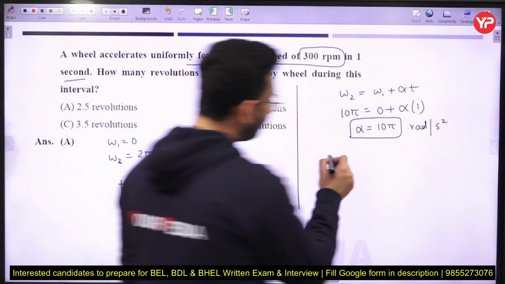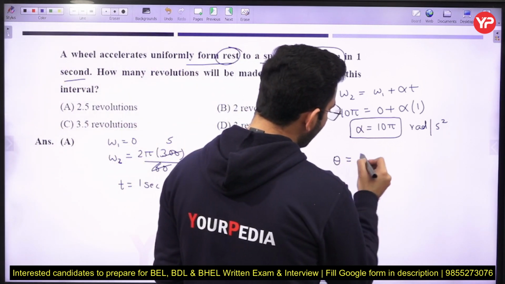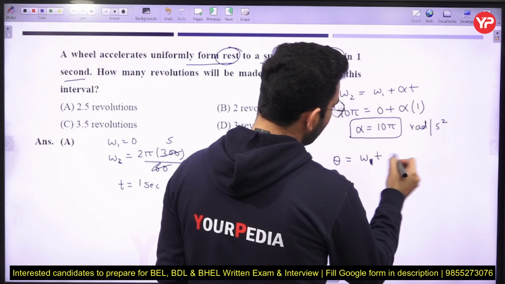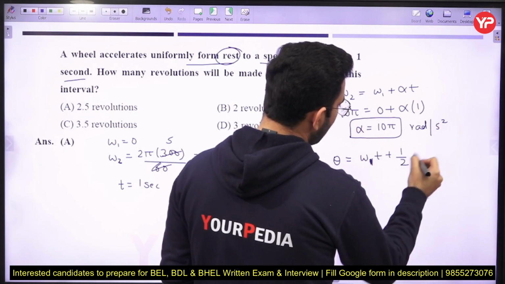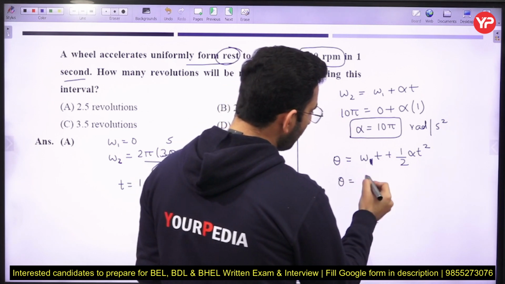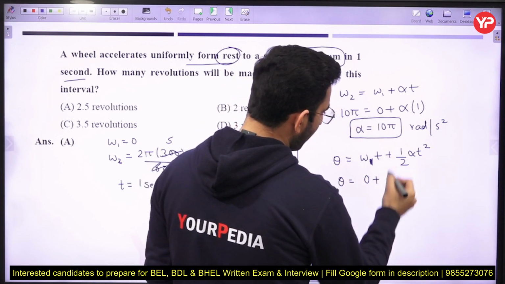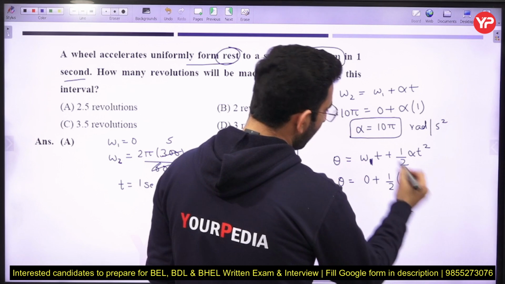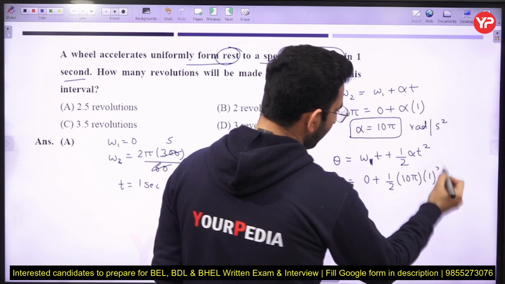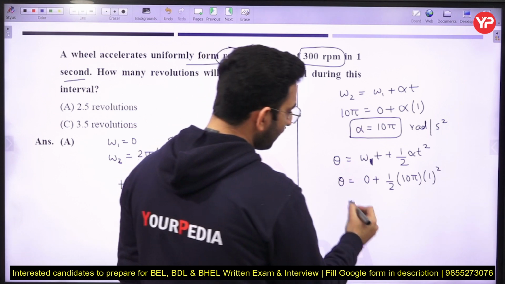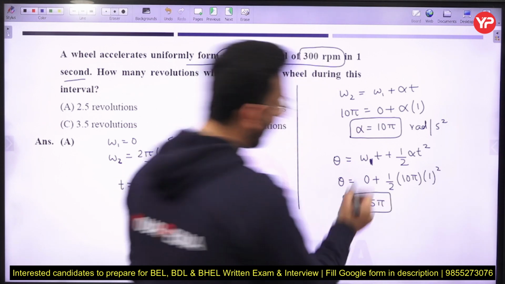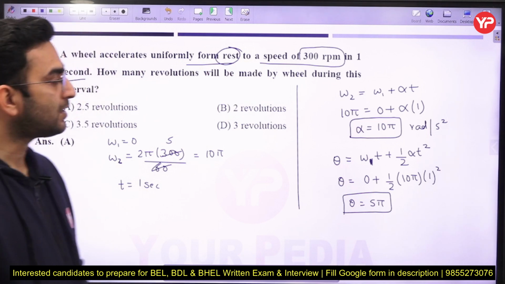So I can write theta is going to be equal to omega 1 t plus half alpha t square. So theta is going to be equal to 0 plus half, alpha value is 10 pi, time value is 1 here. So therefore the answer will come out to be 5 pi here. That means the angular displacement is around 5 pi here.